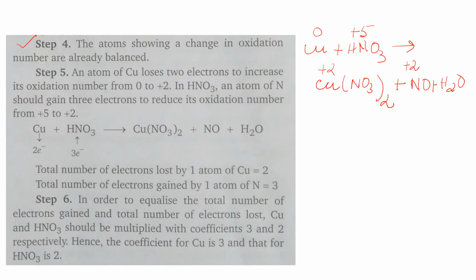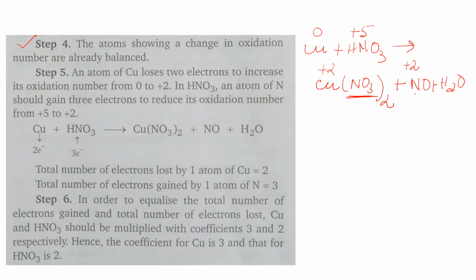You have to balance the atoms showing change in oxidation number. Copper 1 on the left hand side and copper 1 on the right hand side. Nitrogen 1 and nitrogen also here 1. We will not take this one into consideration because it is not going through change in oxidation number. So these two are balanced. So I need not balance.